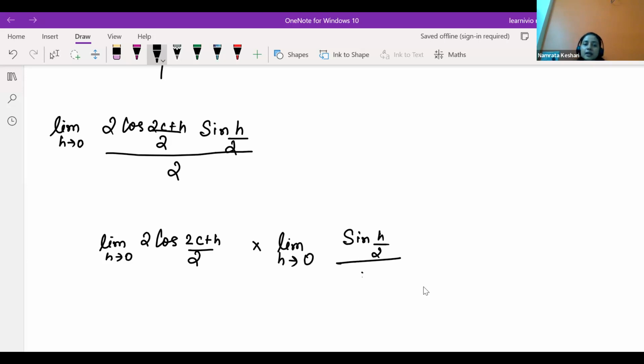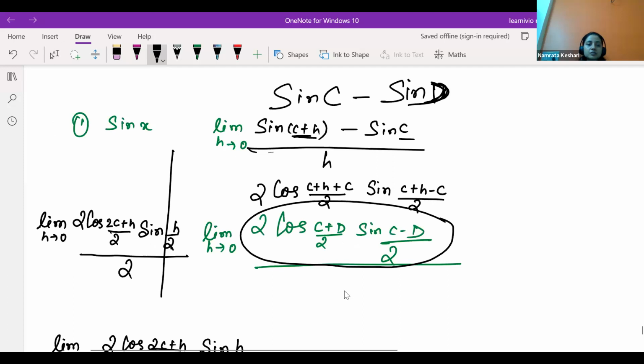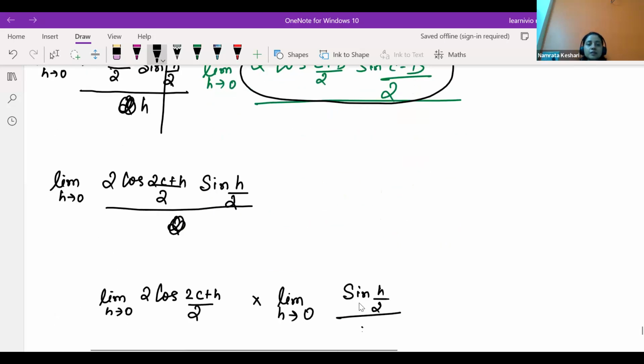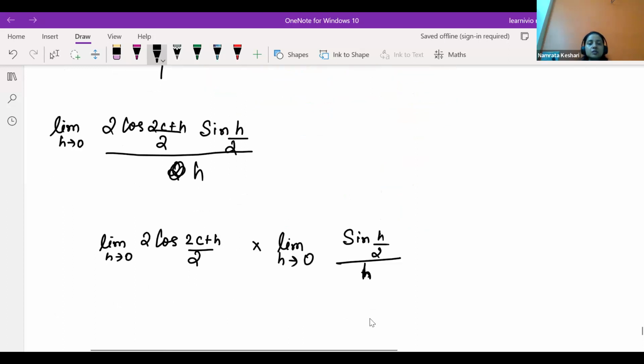Here also I want to create, you know why 2 we are writing? In denominator h was there. By mistake I have written 2 over. H was there, right, Fatima? Yes, ma'am. Here h was there. So that h I am writing.